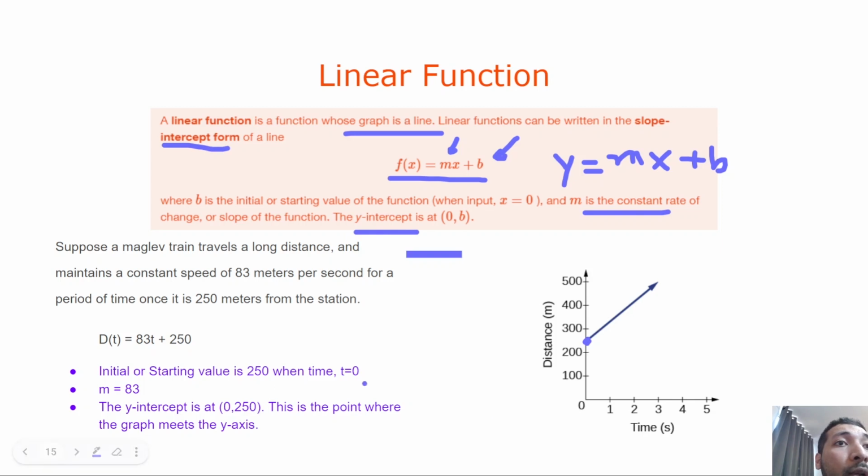So a couple of points over here. For this function, our m is 83 and b is 250. And you can see that the y-intercept is at (0, 250). And that's the magic of linear functions. So when you see a line on a graph, you can bet there is a linear function behind it, guiding the way.